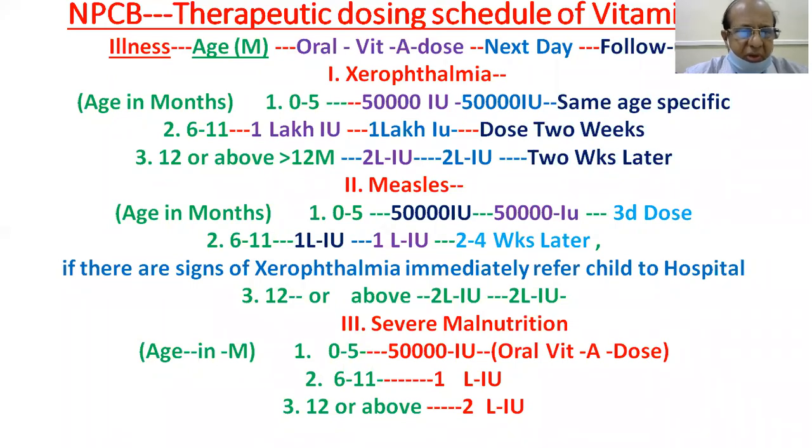Then coming to severe malnutrition, for 0 to 5 months, 50,000 international units only. Then 6 to 11 months, 1 lakh international units. For 12 months or above, 2 lakh international units. So this is the vitamin A dosage schedule for xerophthalmia, measles, and severe malnutrition at different age groups: 0 to 5, 6 to 11 months, and 12 months or above.